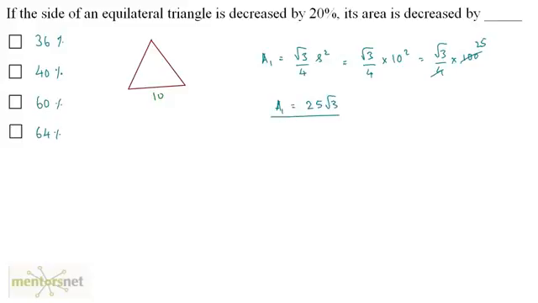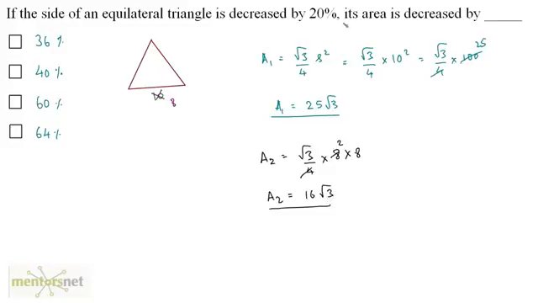We have this thing. Now what has been said is that this side is decreased by 20%. Now what is 20% of 10? Well, 20% of 10 is 2. So this is decreased by 2 centimeters or 2 units. So 10 minus 2 is 8. So the new side of the equilateral triangle is 8. Now let us calculate the area if the side is 8. So A2 will be root 3 by 4 times the side square. So times 8 times 8. 4 times 2 is 8. 8 2s are 16. So A2 is equal to 16 root 3.